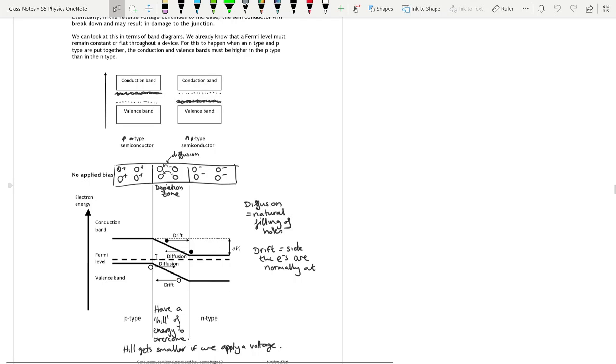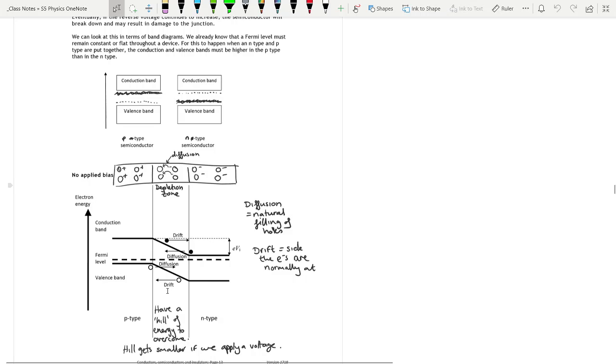And if we join those up together, we get a sort of slanted line, and it produces what is kind of like a hill. For those electrons to move into the p-type, they have to overcome this hill. And if we apply a voltage, that hill can become smaller, so it's easier to overcome.